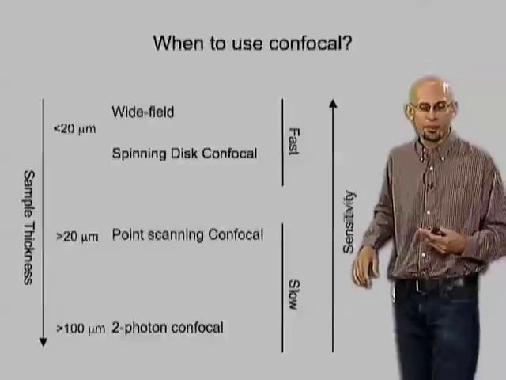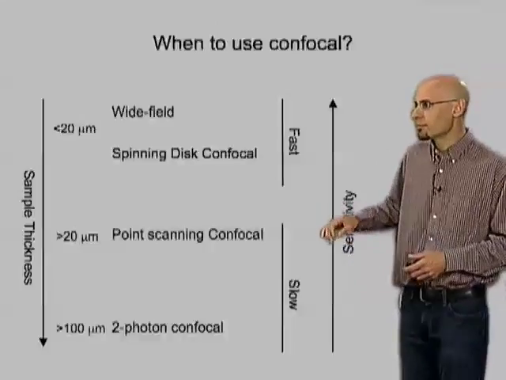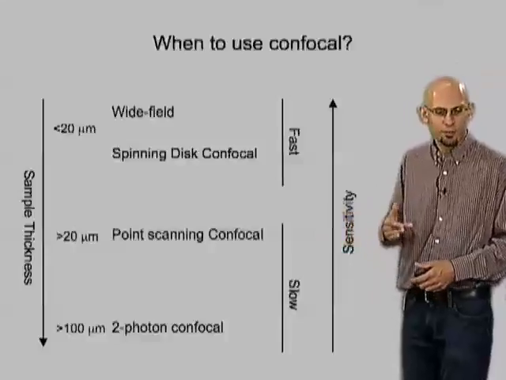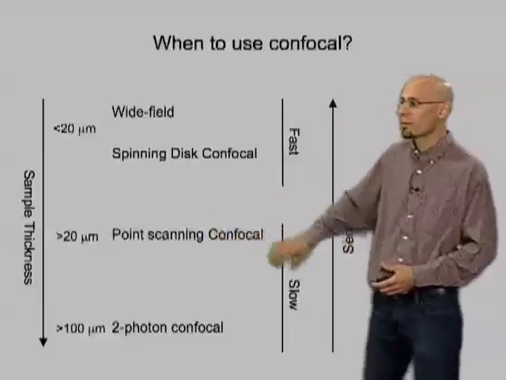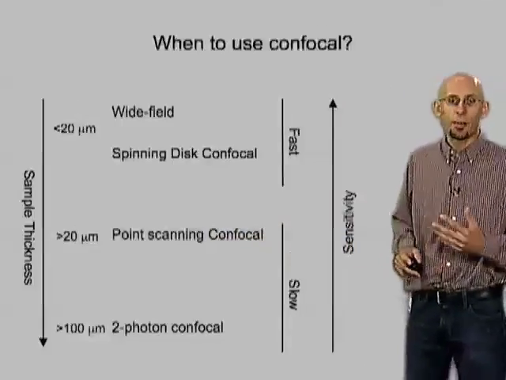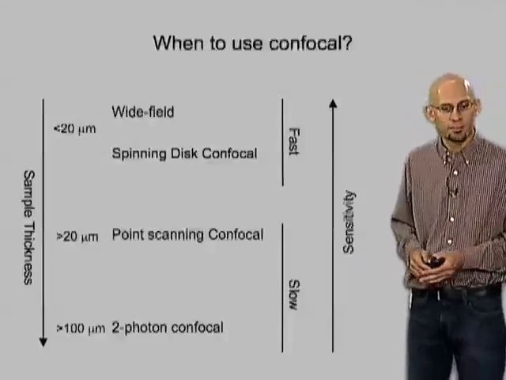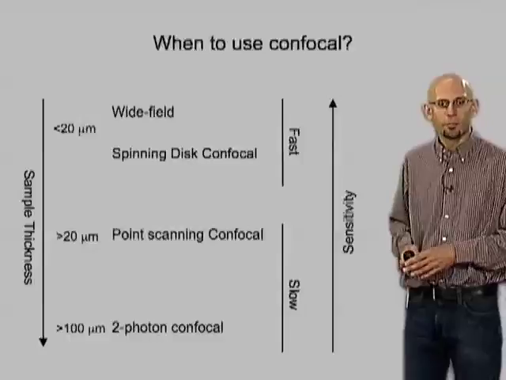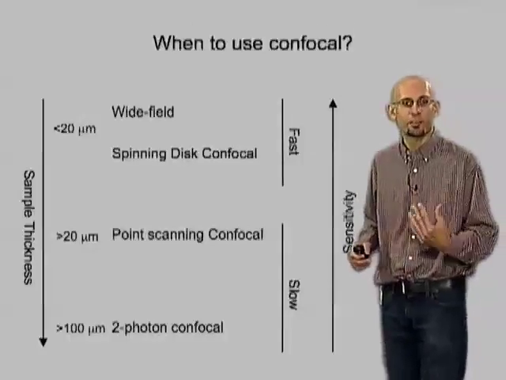For thicker specimens, you start to have more and more problems with out-of-focus light, and so when you get thicker than 20 microns, say, especially when you get up to something as thick as 50 microns, this is where laser scanning or point scanning confocal really shines. As I said earlier, it has some drawbacks. It's slow, and it's not as sensitive as spinning disk microscopy or wide field microscopy, but it's very good at getting rid of out-of-focus light, and so it really shines for these thicker specimens.